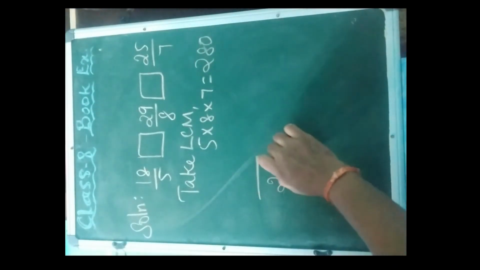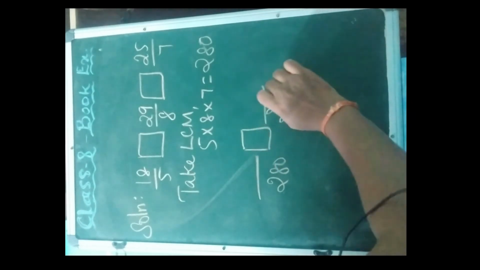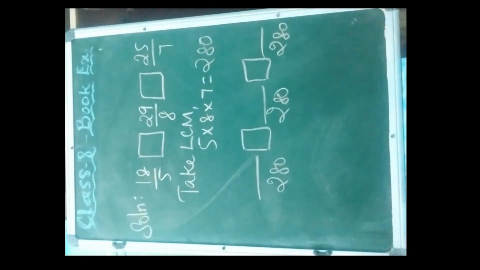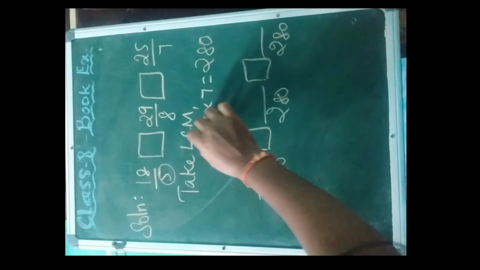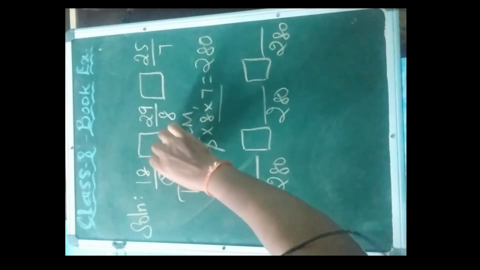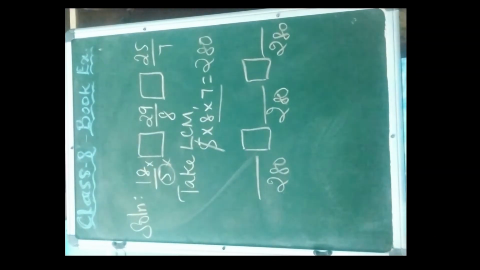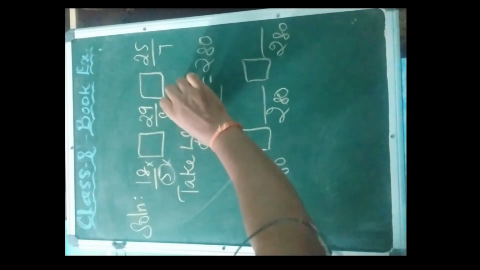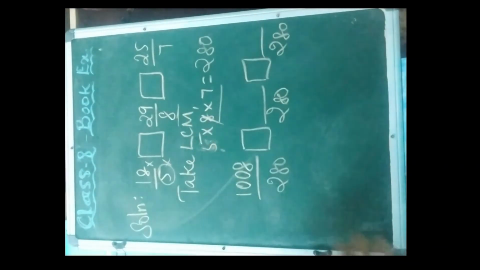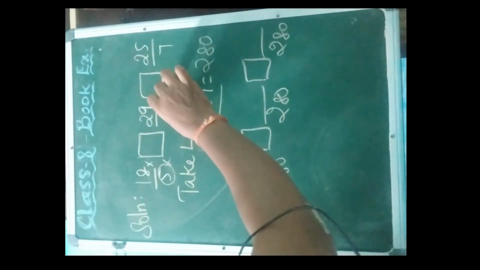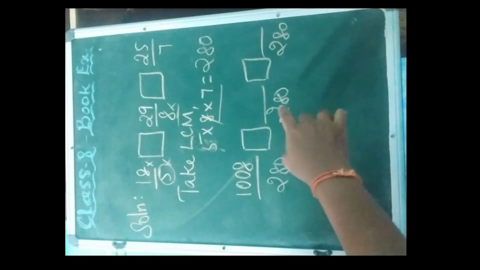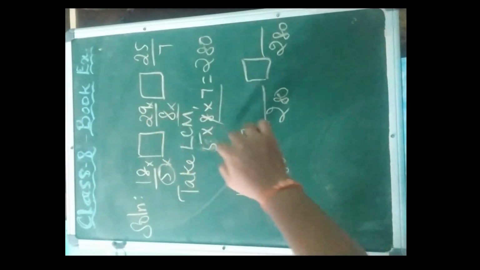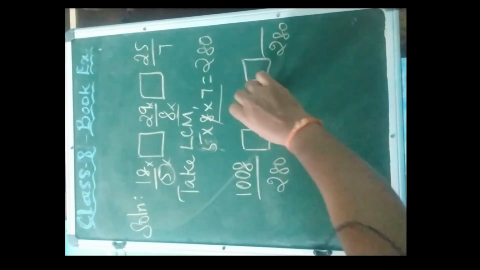Now take 280 as a whole. Here 5 is there, so cancel it out, take the remaining 8 and 7 and multiply in the numerator and denominator. If you multiply 18 into 8 into 7, you will get 1008. Similarly, you have 8 here, so cancel this 8 and the remaining is 5 into 7. So 8 into 5 into 7 gives 280, and 7 into 5 you need to multiply with 29. So 29 into 5 into 7 gives 1015.